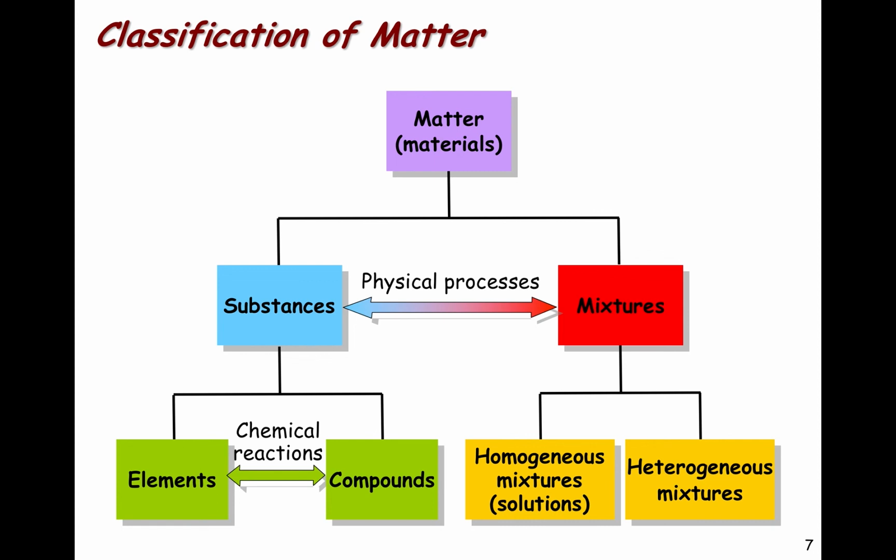Alternatively, you could have heterogeneous mixtures. The prefix hetero means different. This is a mixture where there are distinctly different regions of the material, and they can be identified usually fairly easily on the macroscopic level by looking at it, but sometimes one needs to use a microscope to see the inherent heterogeneity of the material.